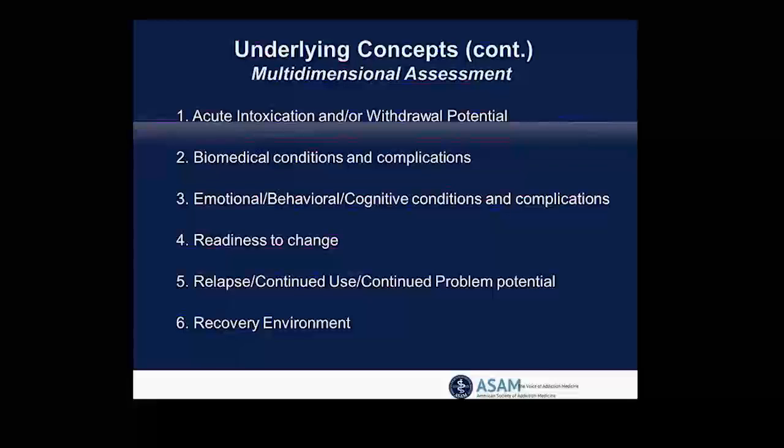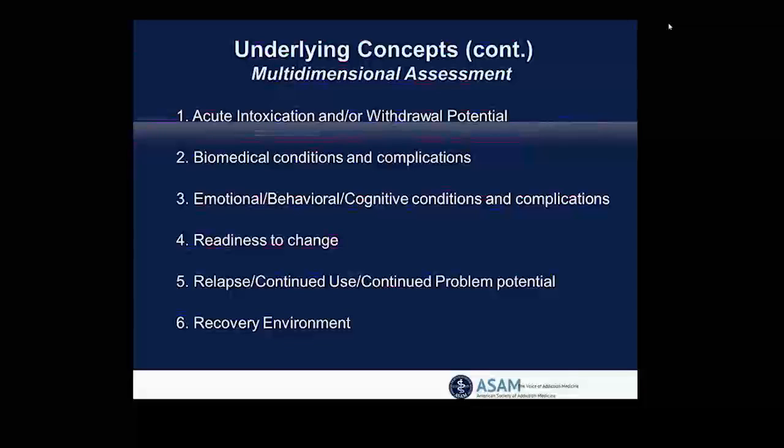The second dimension that drives an assessment of what a person needs is biomedical conditions and complications, where we're looking at their physical health service needs. Do they have hepatitis C? Do they have hypertension, diabetes, asthma? Do they have AIDS? What are they needing in terms of medical care, nursing care, physical therapy? Do they need help with an exercise trainer and so forth?